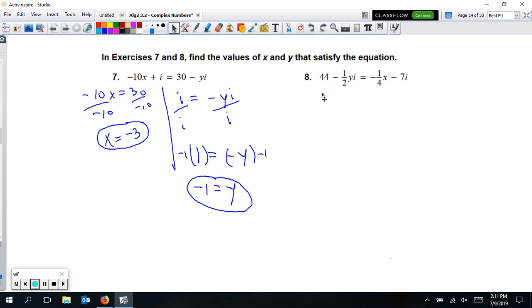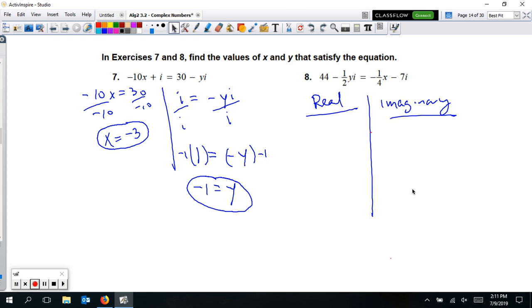All right, number 8, same thing. You're going to go ahead and put the real parts together. So we're going to have something like this. I'll do it like this. Real on one side, imaginary on the other side. Go ahead and pause the video. See if you can write the two equations here and then solve each one to find x and y.